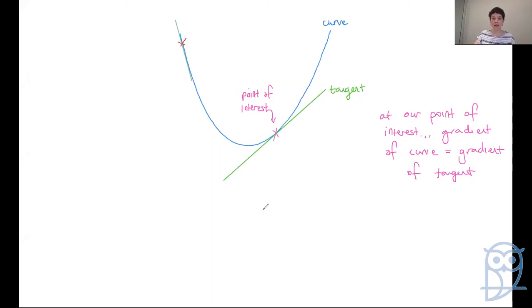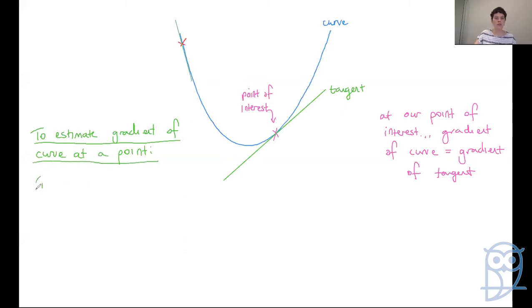So first step, so let's put it here. To estimate the gradient of a curve at a point. Okay, first thing you're going to do is you're going to draw the tangent. The second thing you're going to do is you're going to identify 2 points on your tangent.